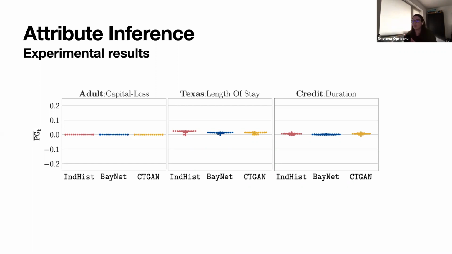And the only attacks that we saw on the middle plot, namely for the Texas data set length of stay attribute, we observed a slight variance in the expected gain. And in this case, the expected gain for 66% of the targets is larger than 0.02 for models trained using the independent histogram algorithm, while 6% of the target records will have a small negative gain. And also we found that if a CT-GAN trained model is used, then the ratio of targets with a small positive gain decreases to 0%.